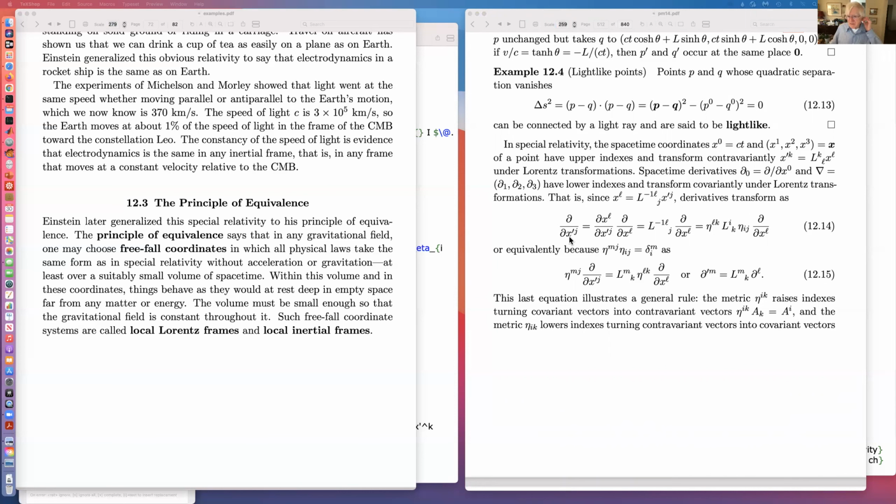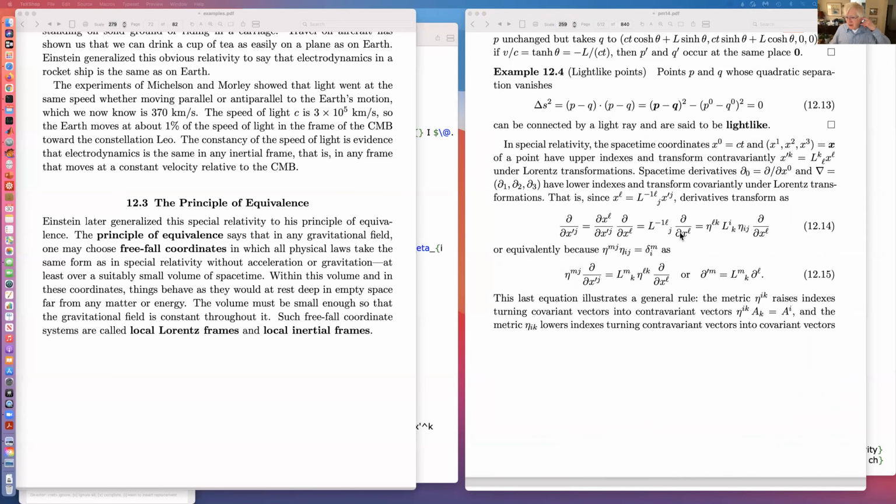And if you then use the chain rule, you can see that d by dx prime j is d by dx l, summed over l, times the partial of x l with respect to x j prime. Using this expression, we see that's just L inverse, L j.